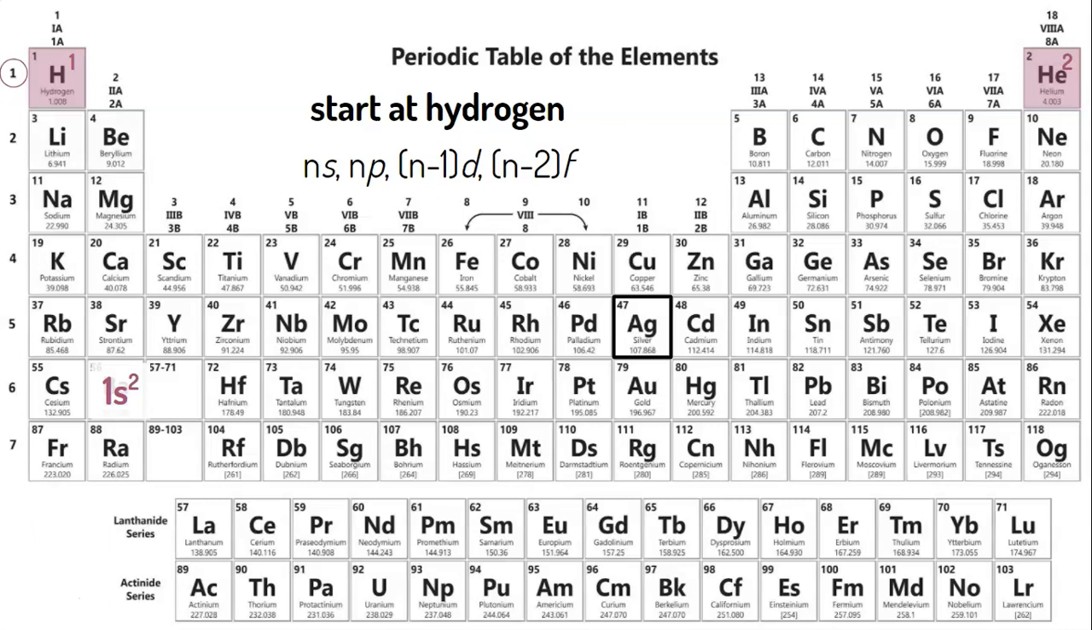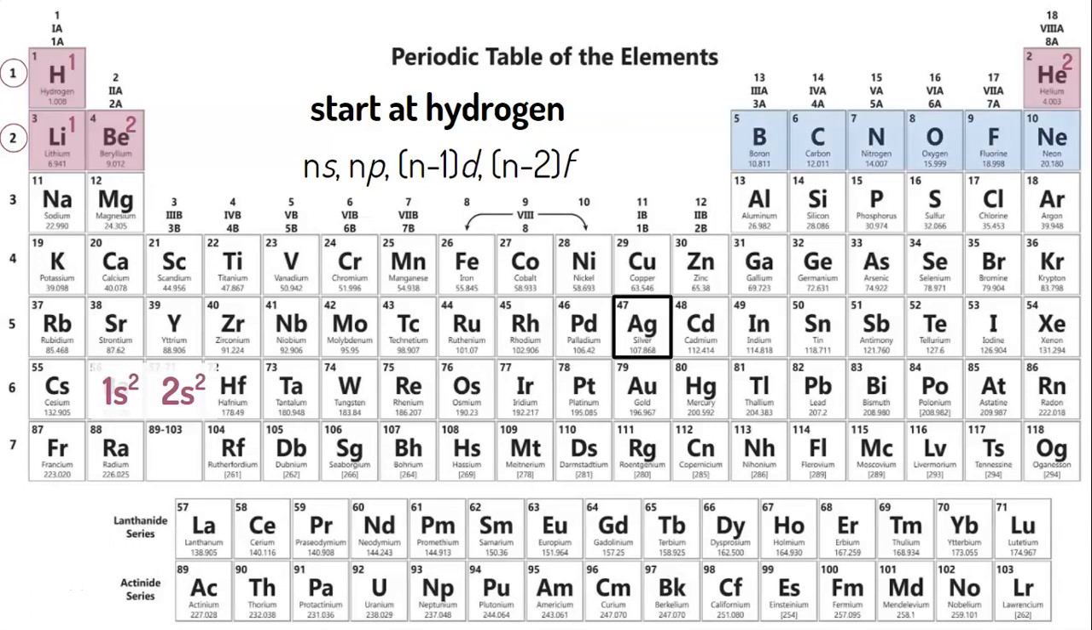Now we got to continue on to our next block, which is s. And we're in the second row, so our row block is 2s. Silver's not in this row block, so we have a total of 2 elements. Since we're in row 2, block S, and there's 2 elements, we continue on our electron configuration with 2s2.